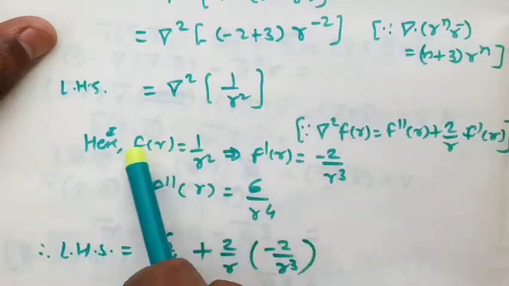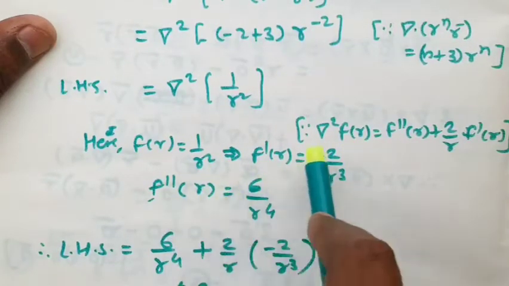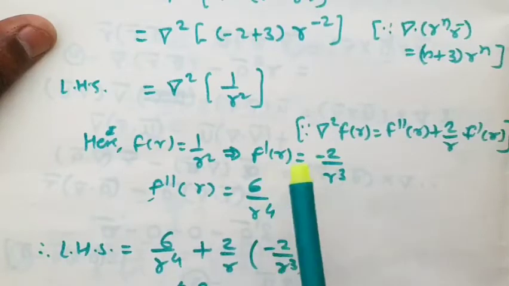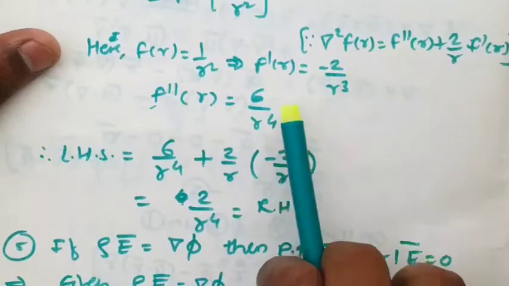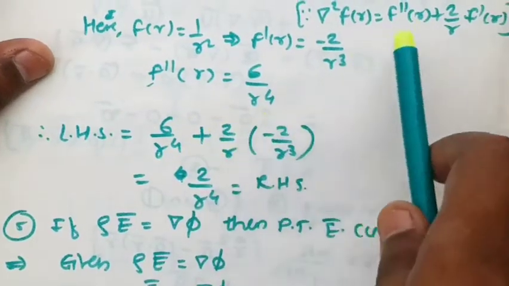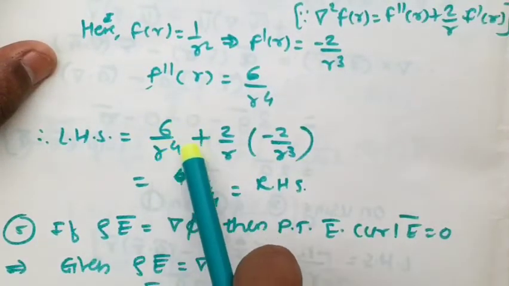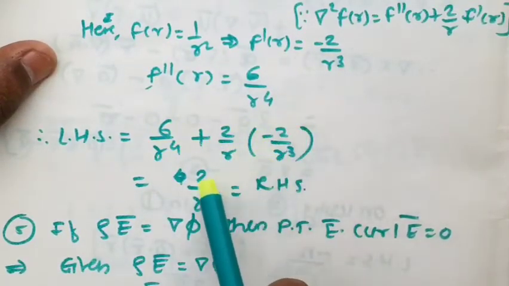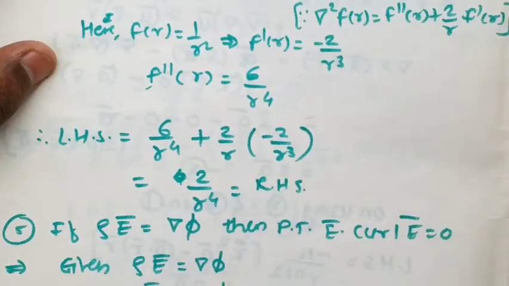Here the value of f of r is 1 by r square. Its derivative is minus 2 by r cube. Its one more derivative is 6 by r raised to 4. You can check the values of derivatives. Now on using these values of derivative in this result, we'll get f double dash of r is 6 by r raised to 4 plus 2 by r times f dash of r, which is minus 2 by r cube. So this will be 6 by r raised to 4 minus 4 by r raised to 4 equal to 2 by r raised to 4. This is the required right hand side.